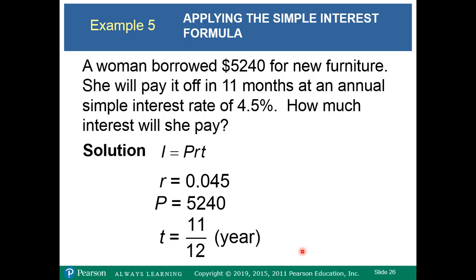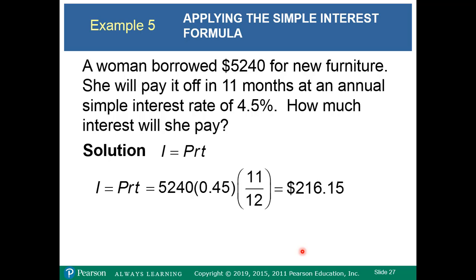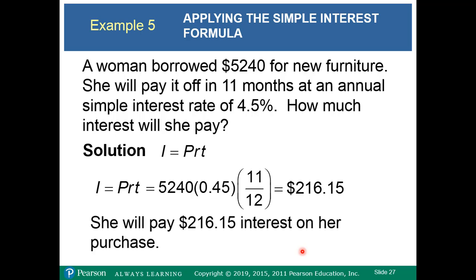And now all we have to do is plug it in. Okay, so there's our information. Now we're just going to plug in the values, just like that. And now we're going to just plug it into our calculator and get the answer. And so we round to the nearest penny unless otherwise specified. So the amount of interest for the loan that this person will pay is $216.15. That's it.